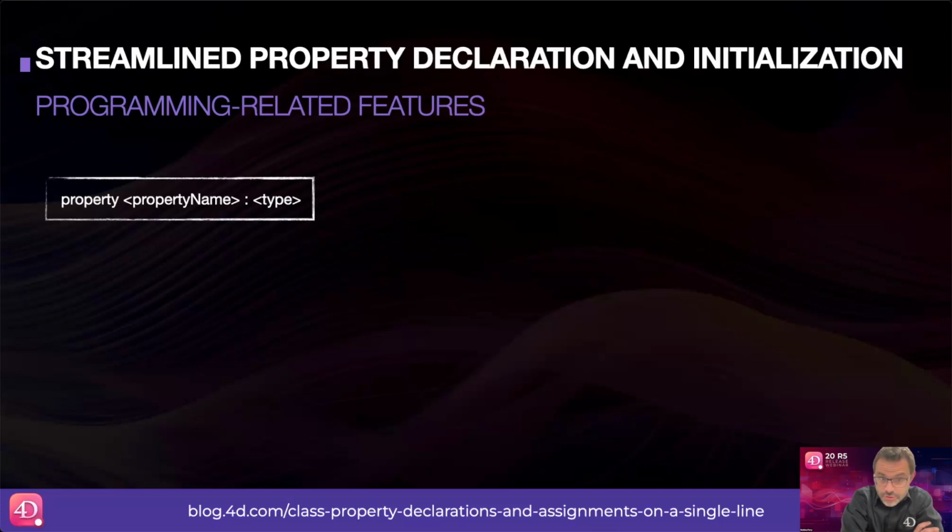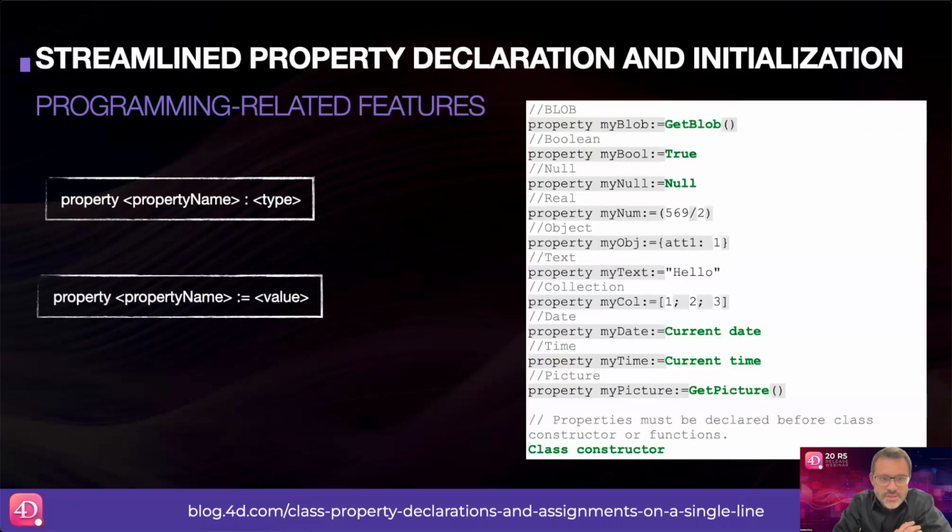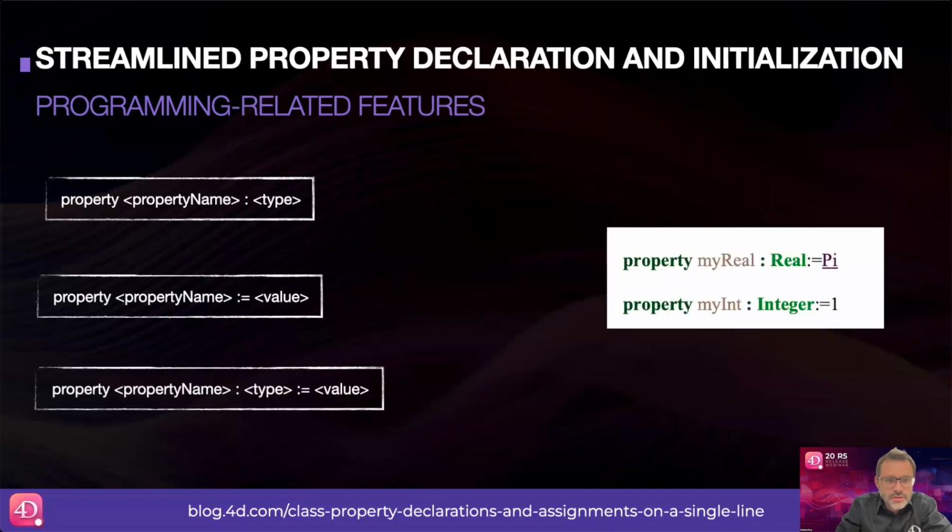4D 20R5 introduces a new feature that streamlines this kind of declaration, allowing developers to initialize properties simultaneously with their declaration in a single line. So this enhancement simplifies code readability and efficiency by reducing the need for separate initialization blocks. Developers can create cleaner and more maintainable code bases with options for inferred types or declared types and initialization.